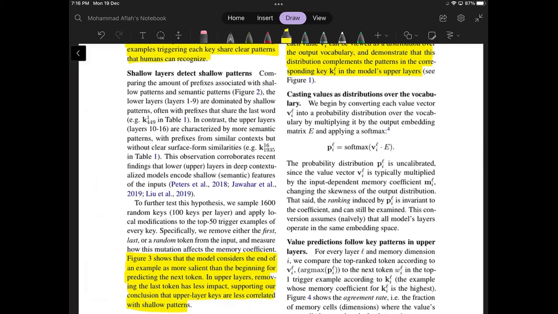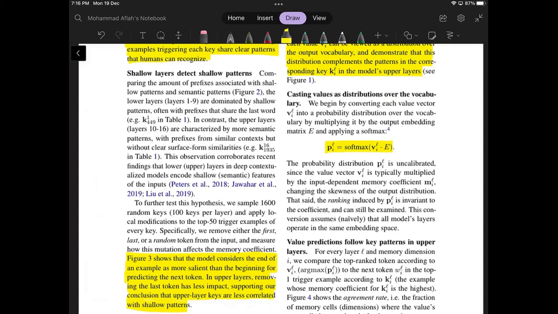So how do you cast it as a distribution, right? We begin by converting each value vector into a probability distribution by multiplying it by the output embedding matrix E and applying a softmax. All right. So this gives us the probability distribution. So this is uncalibrated since the value vector is typically multiplied by the input dependent memory coefficient m_i^l, but we haven't yet done that. So we haven't yet calibrated it based on the memory values, which would change the skewness of the output distribution. That said, the ranking induced by p_i^l is invariant to the coefficient and can still be examined.